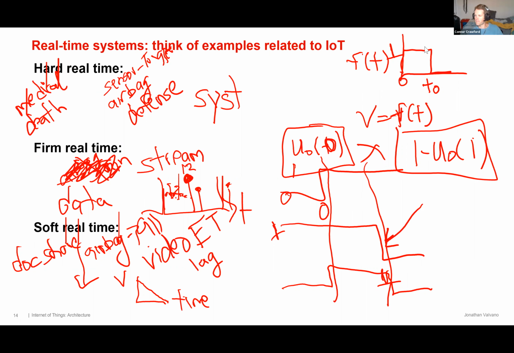Use my button here. That one. Oh yeah, there we go. Stop share. No, stop share. Stop share. End.